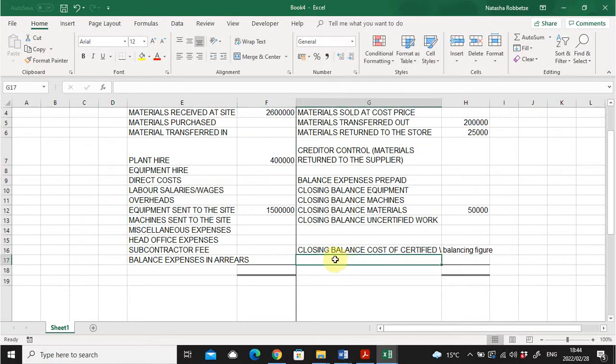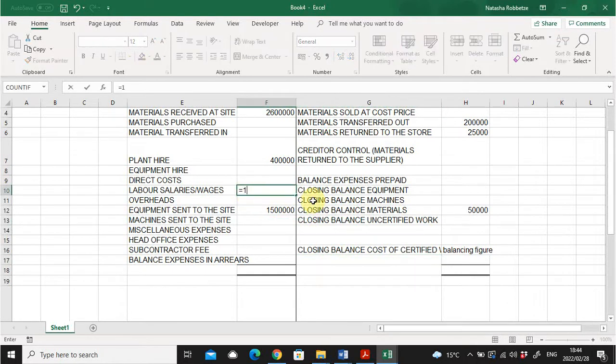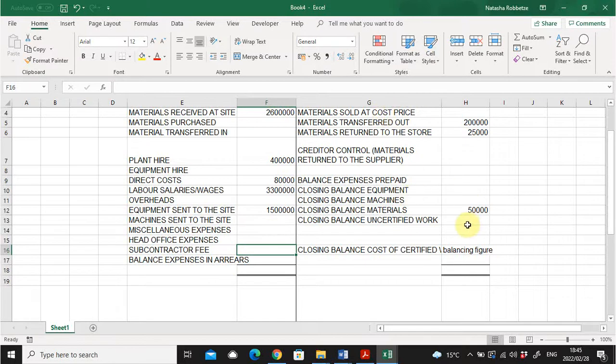Then we have a question mark at the labor cost, but we can calculate it because they tell us it's 16,500 hours and each hour was worth 200 Rand. So, tada, 3.3 million. Then we have some direct expenses. That was 80,000, I believe. Then we also have some cost of work not certified. So the uncertified work is going to go here, 380,000.